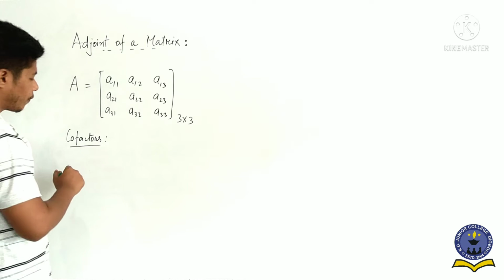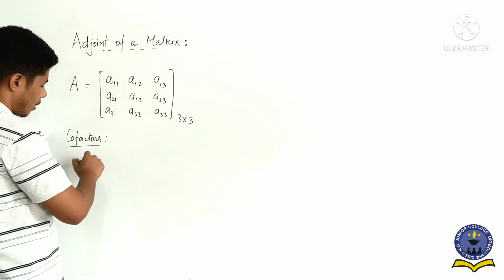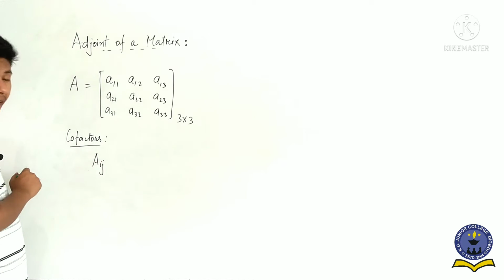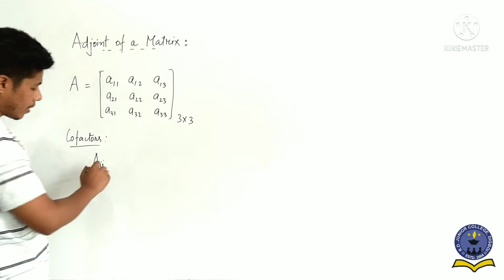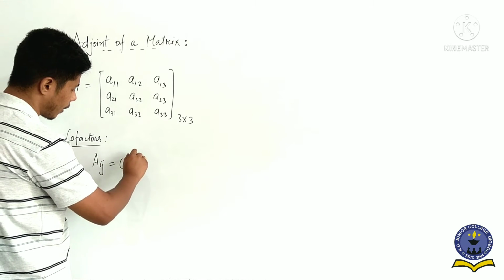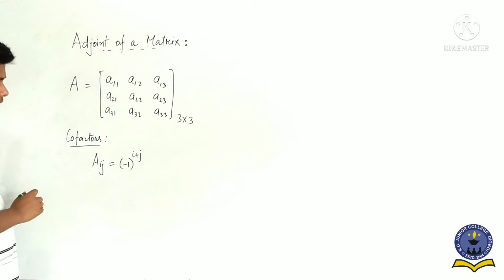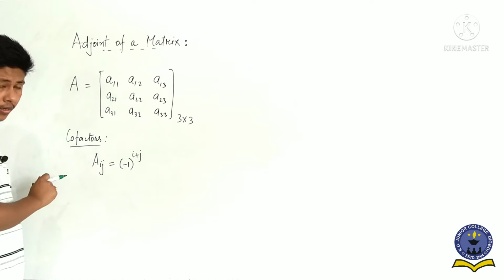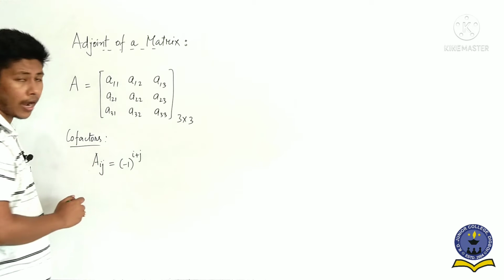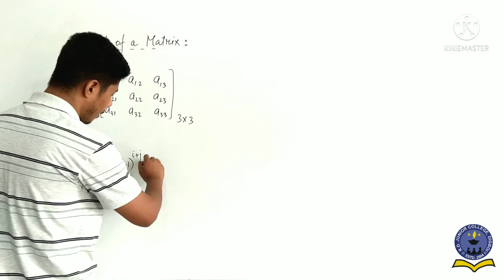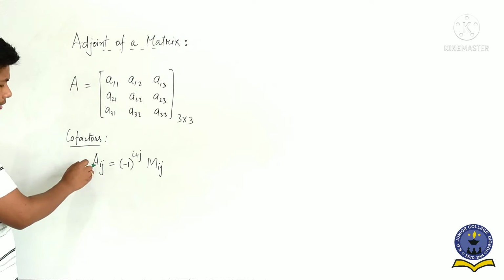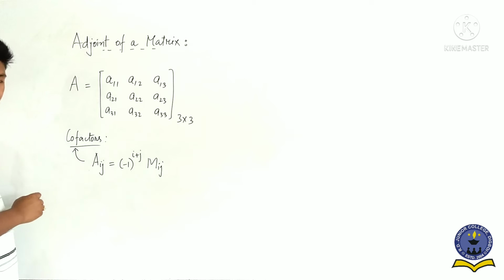Generally the cofactor formula is symbolized as capital Aij, and here we write minus 1 to the power i plus j, where i is the row number and j is the position of the column, and with this we write Mij. Now this Aij is known as the cofactor.